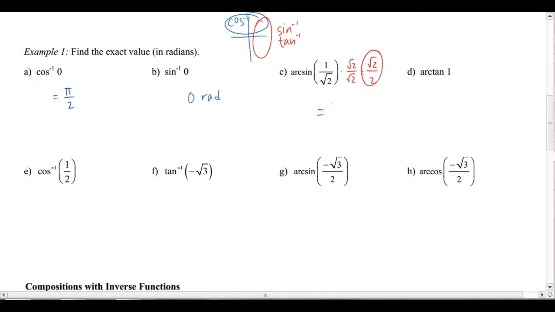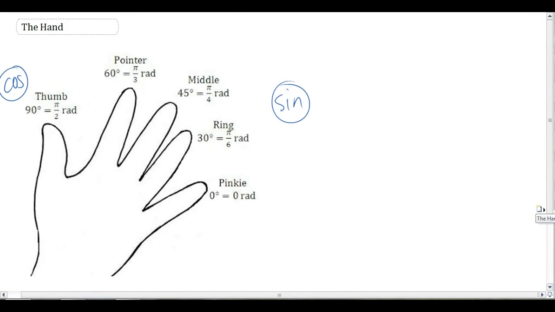And we continue this pattern of just trying to figure out what angle is given to us. Let's do D, arctangent. Arctangent means a tangent of 1. So a tangent of 1 means that the bottom fingers over the top fingers would be 1. Well, there's only one way for that to happen.